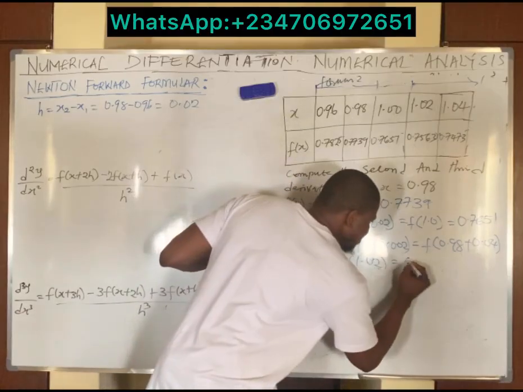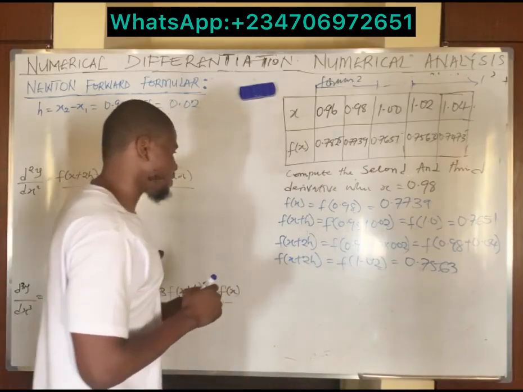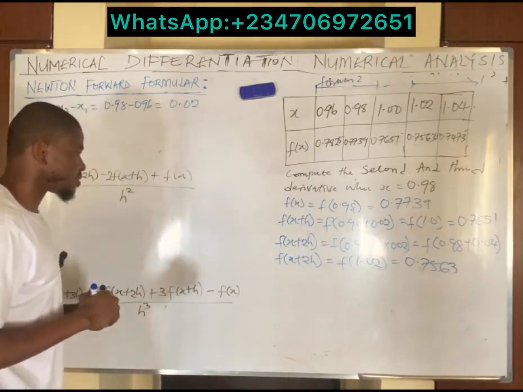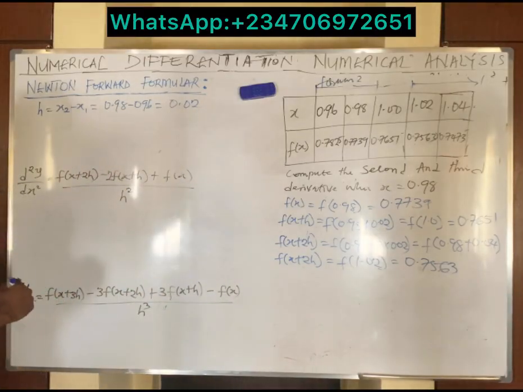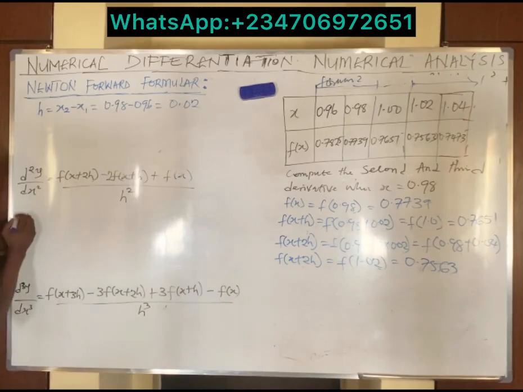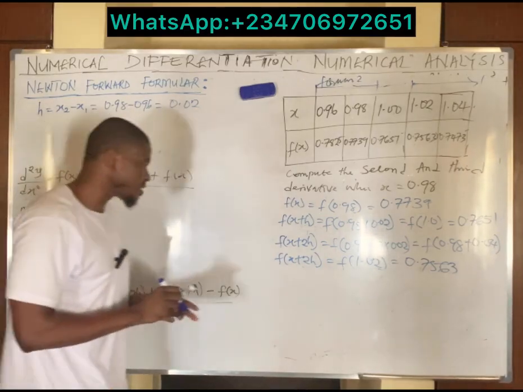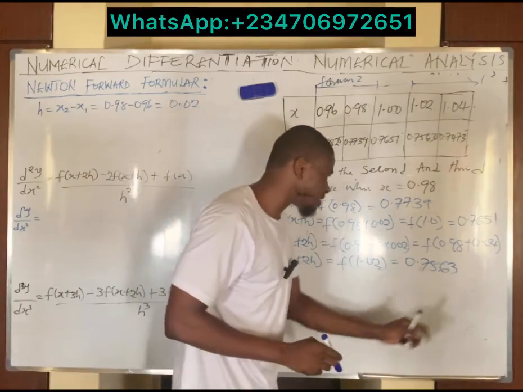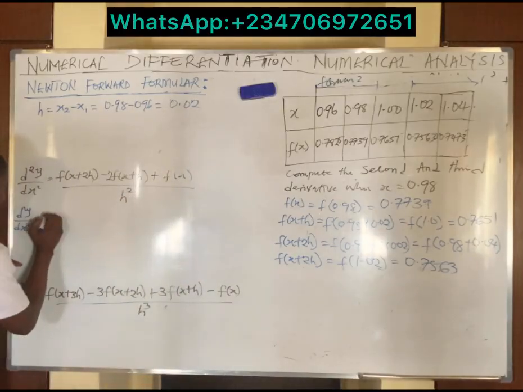So you have 0.7563 when x is 1.02. Okay, so we have everything all set and done. Let's now plug into the formula. So the second derivative, d squared y over dx squared, is going to be equal to f of x plus 2h. That value simply gave us 0.7563.